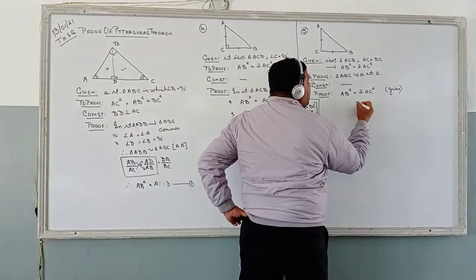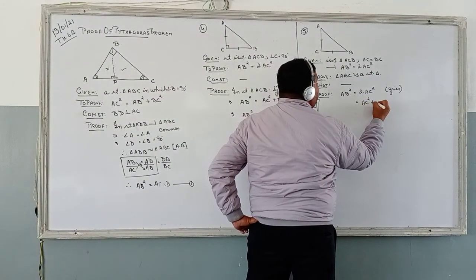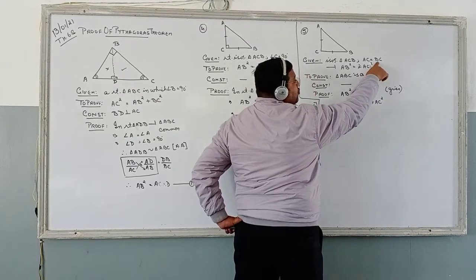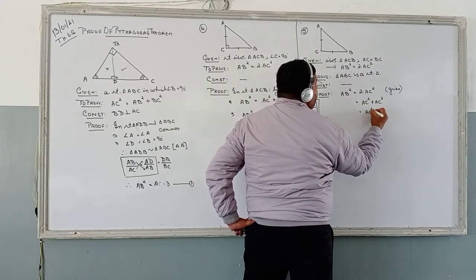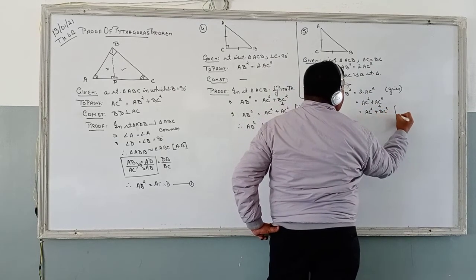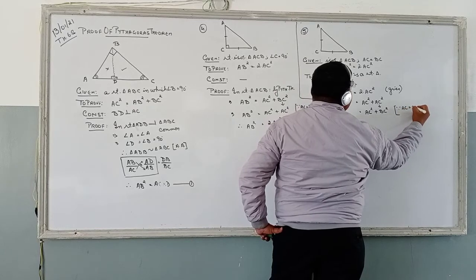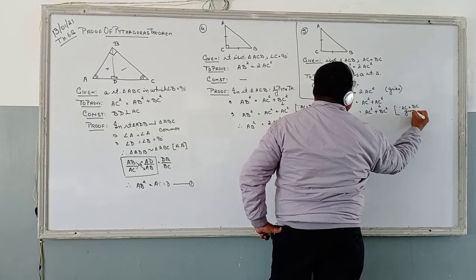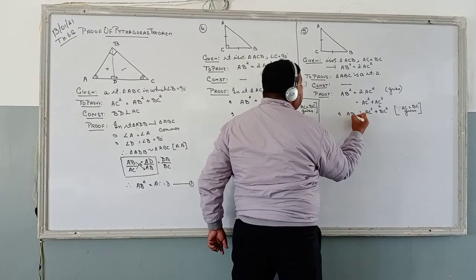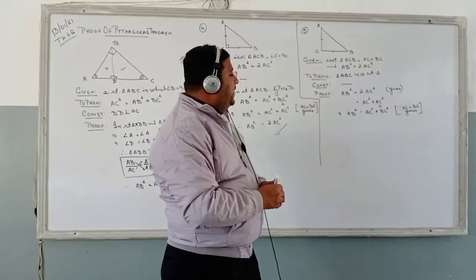Twice of AC square, can it be written as AC square plus AC square? Definitely, sir. But AC is equal to what? BC. So AC square plus this AC is converted into BC. Write down the reason, because AC is equal to BC given to us. Now what do I get? Observe it. Now what do I get?